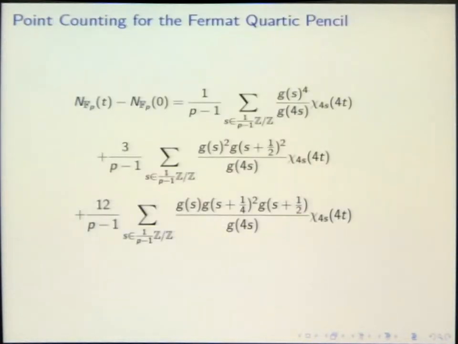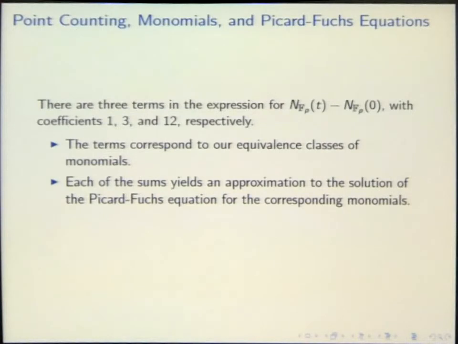So we can count points in terms of Gauss sums. We have some theorems by Koblitz, Delsarte, and Furtado Gomida, which all build on work by Weil, that say you can write the number of points in terms of Gauss sums. Essentially we're writing the number of points in terms of a finite field hypergeometric function instead of a general hypergeometric function. If you do this computation, you actually get 1 type of sum, 3 of another type of sum, and 12 of another type of sum. We've seen this before, and in fact the group action splits up our number of points in a nice way. The terms all correspond to our equivalence classes of monomials, and each of the sums is an approximation to the solution of the Picard-Fuchs equation for the corresponding monomials.